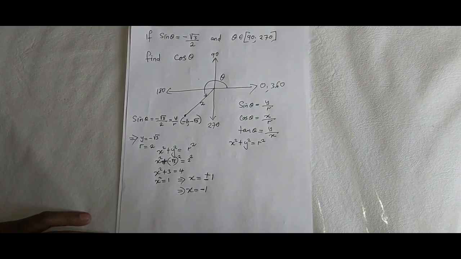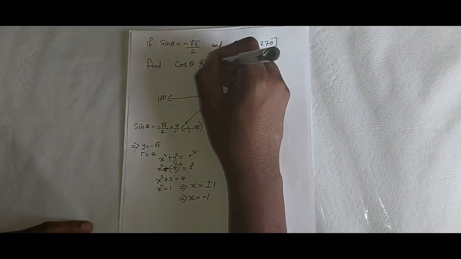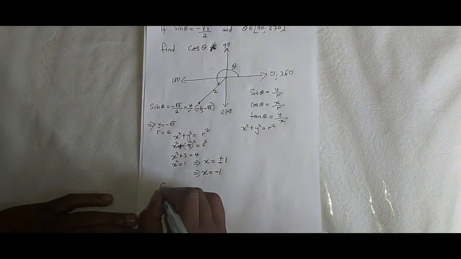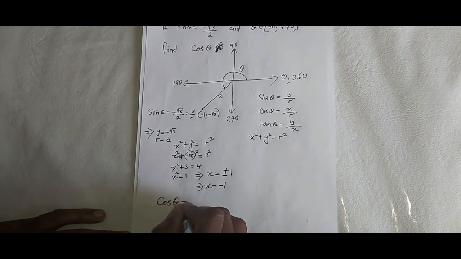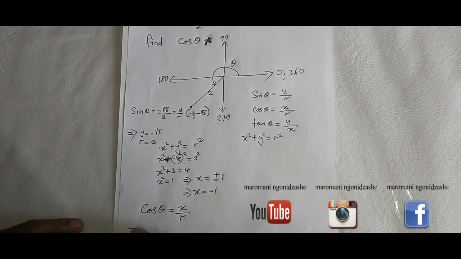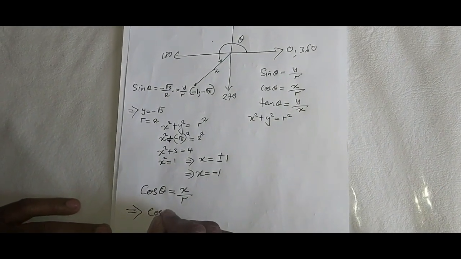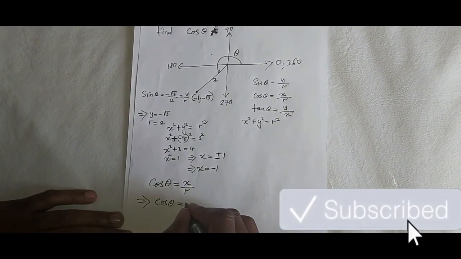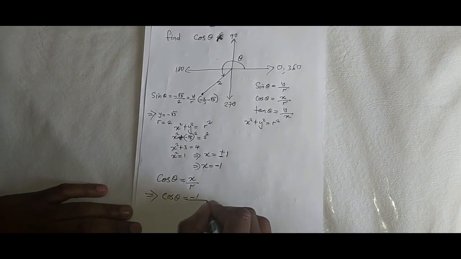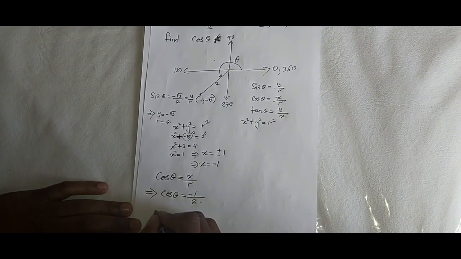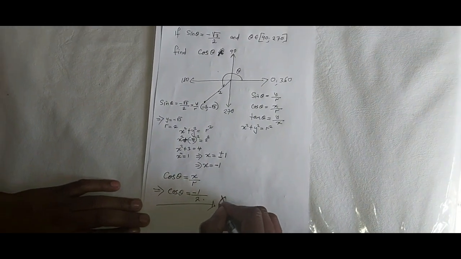So when we are done with this one, we can now move on to find cos theta. We know that cos of angle theta is equal to x over r, which now means cos of theta is equal to, our x is minus 1, so minus 1 over our r, which is 2. So cos theta equals minus half. Simplified. Thank you. Good.